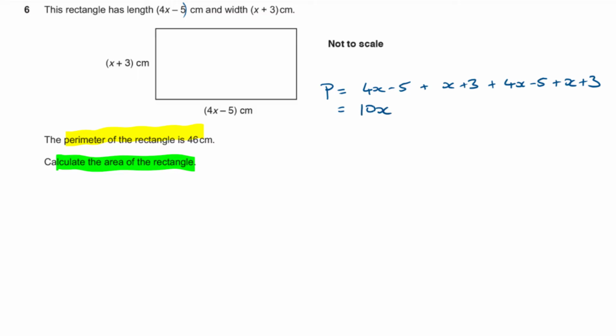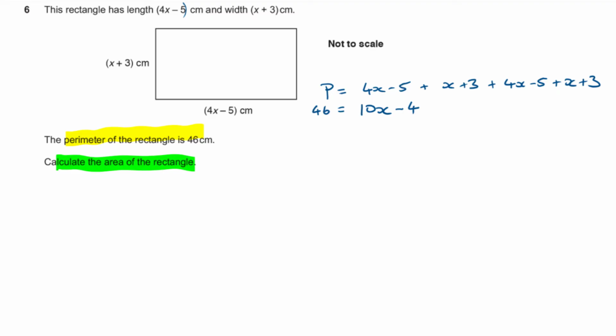And negative 5 plus 3 minus 5 plus 3 is going to be negative 2, isn't it? No, sorry, negative 4. Okay, so my perimeter is 10x minus 4. But we were told earlier that the perimeter was 46, so I can put that in there for p. So you can see now I've got a linear equation in x, which should be quite straightforward to solve.